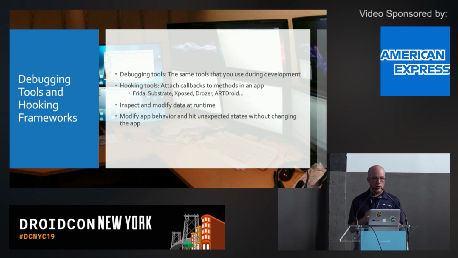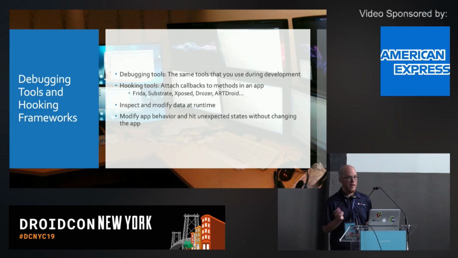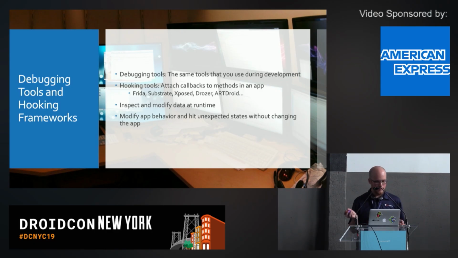Hooking tools help you achieve some similar goals. I think Frida is probably the most popular one at this point. They allow you to attach callbacks to methods in an app so that you can cause them to respond differently, essentially. Maybe you want to cancel out the default behavior of something. Maybe you want to have Frida spit out information about what was passed to a given method. There's a lot that you can do with them.